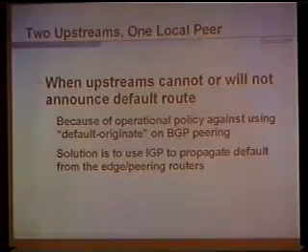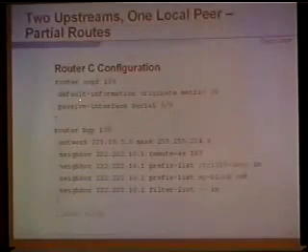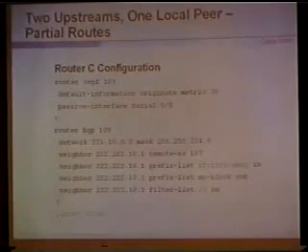Right. When upstreams won't announce the default route, just use something that they'll send you as a default. Another thing to do is use IGP to propagate a default from the edge or the peering routers. Okay, that's the other thing that you can do. So it'll be something like this on router C: default-information originate. We set it up with a metric of 30. So that will be the backup path.